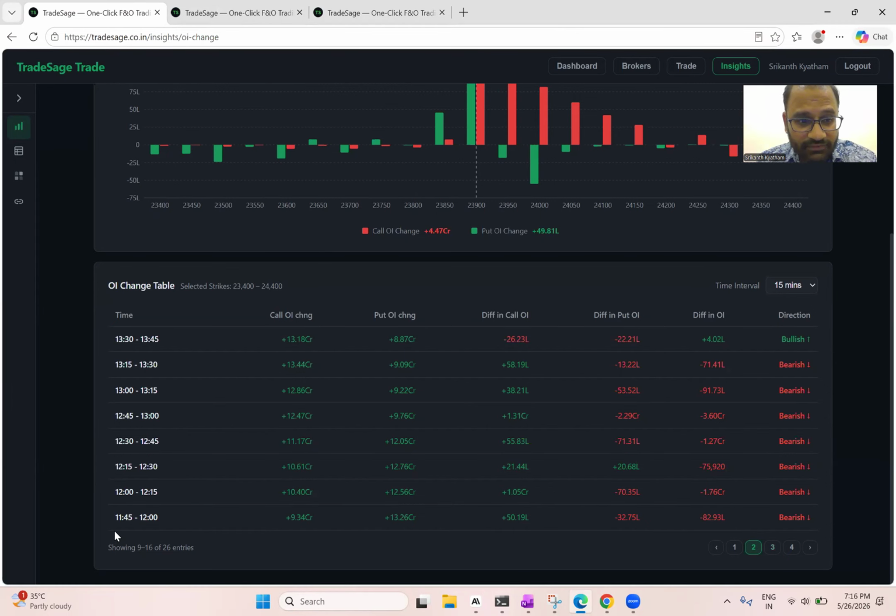Okay, and if you see, from 11:45 to 1:45, there is no way that I'll be even thinking about taking a call or trying to take a bullish trade, because the data is clearly indicating bearish, right? Put OI is continuously decreasing, whereas call OI is continuously increasing. That is a clear sign to never be bullish. Okay. Again, this is all technical analysis.